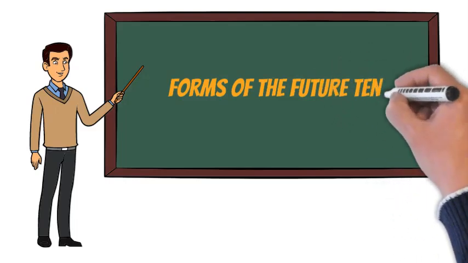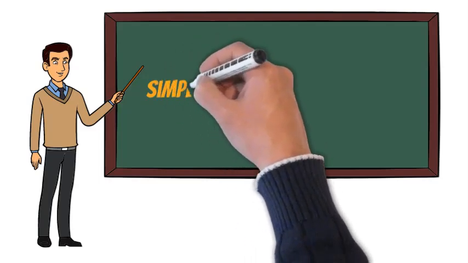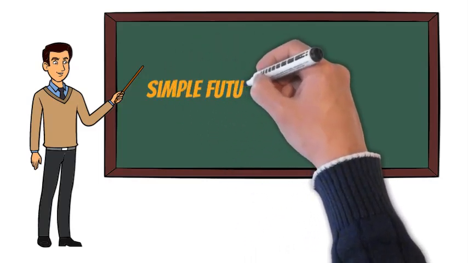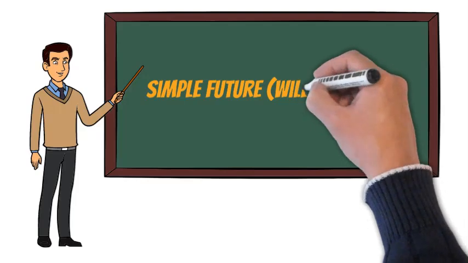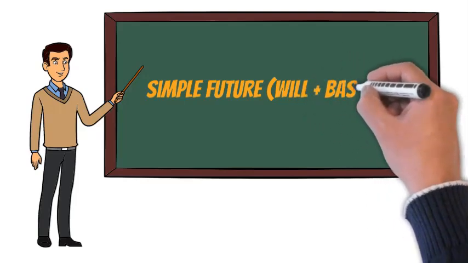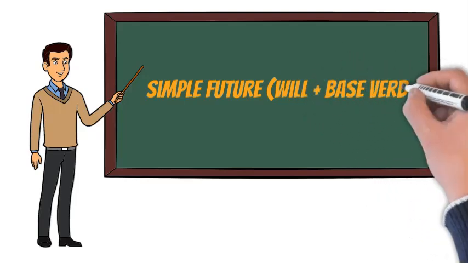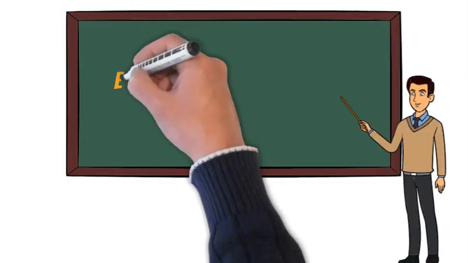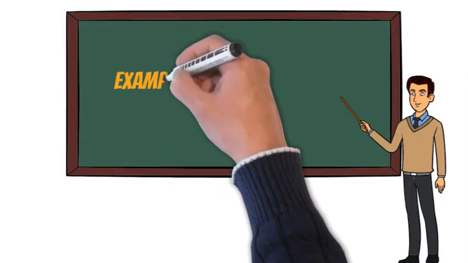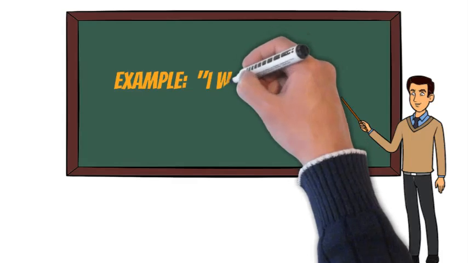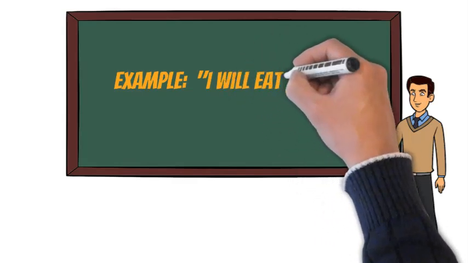Let's get started. The first form is the simple future tense. We use it to describe actions that will happen in the future. The structure is will plus the base form of the verb. For example, I will eat lunch. This means that the action of eating lunch will happen in the future.